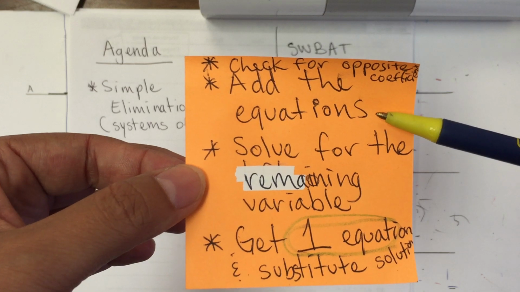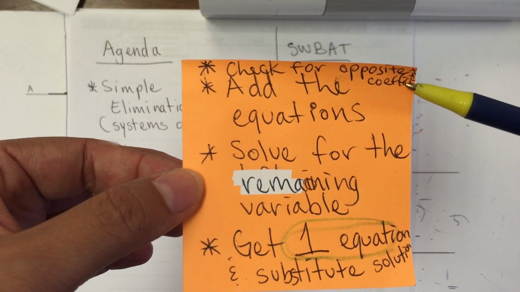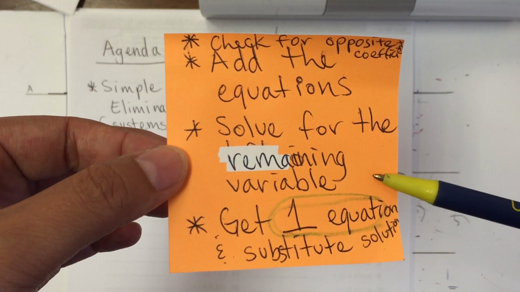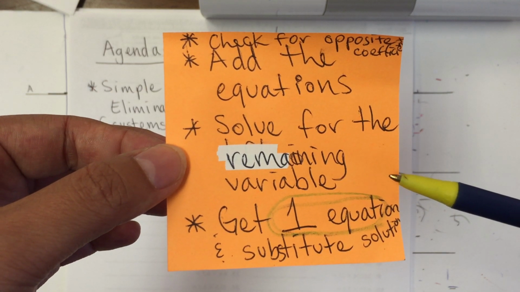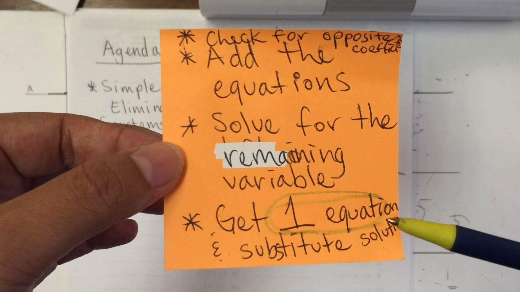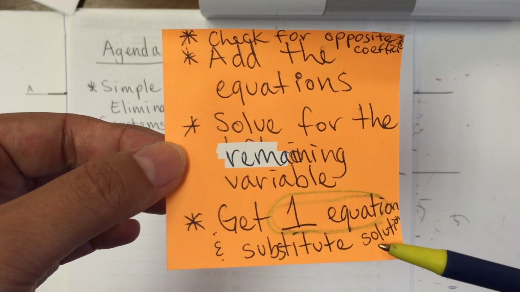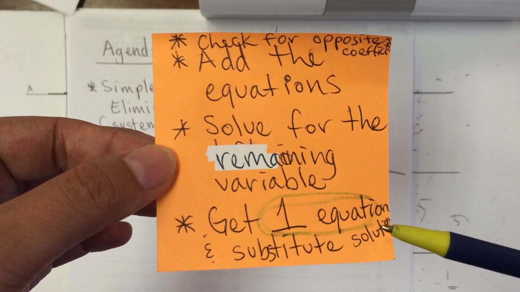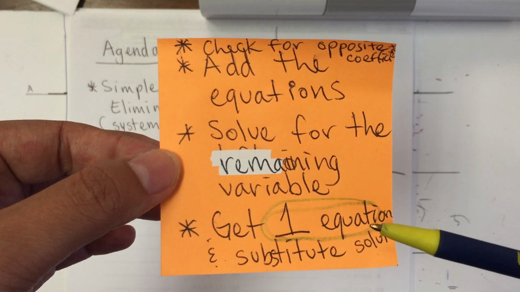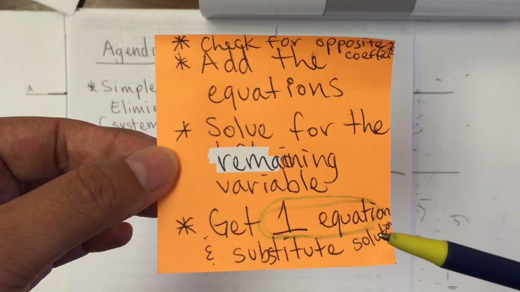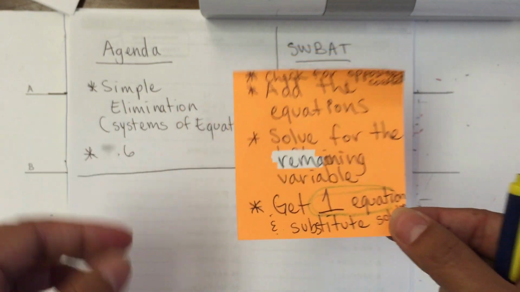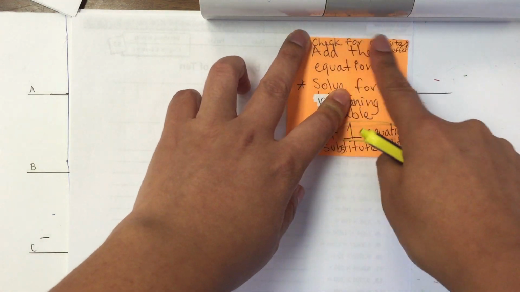We're going to add the equations once we have opposite coefficients, and then we're going to solve for the remaining variable because we're going to be eliminating one of them. Finally, get one of the equations and substitute the solution that we got in here to find the answer for the other variable. Again, take note of this and it will make more sense when we get to it. I'm going to have this in front of us.